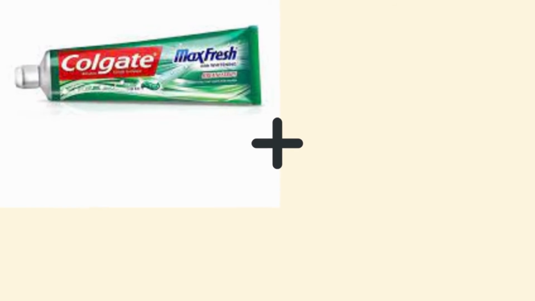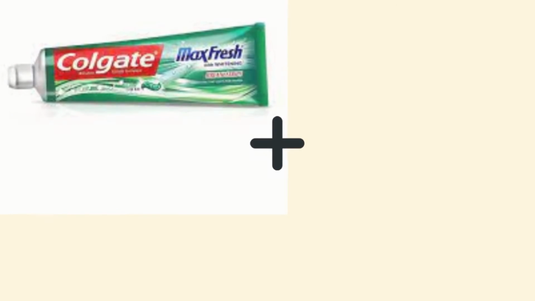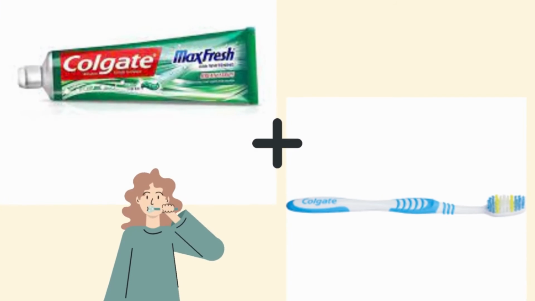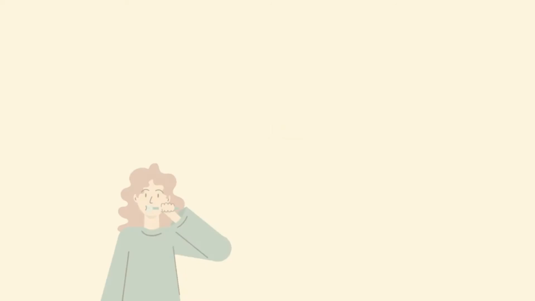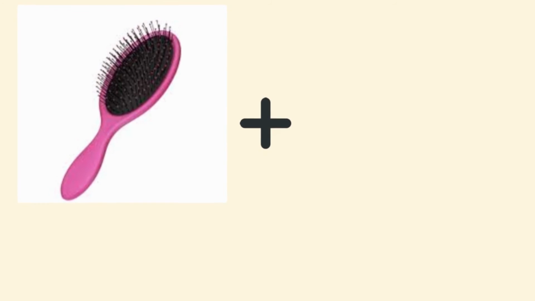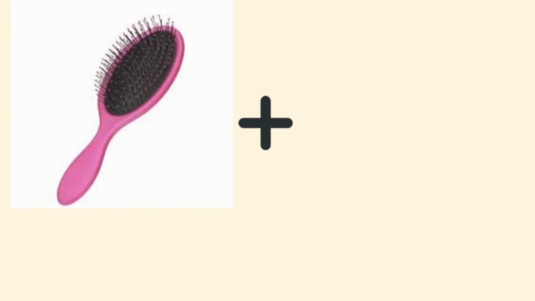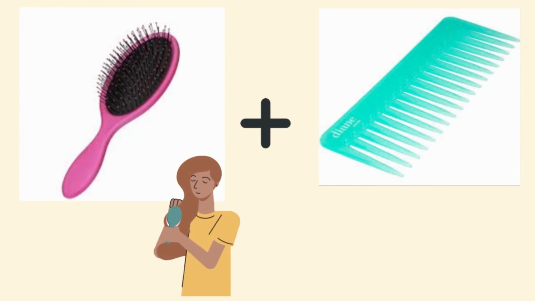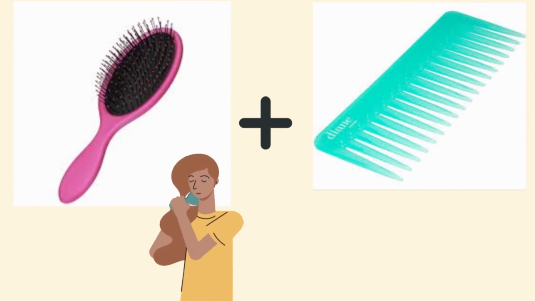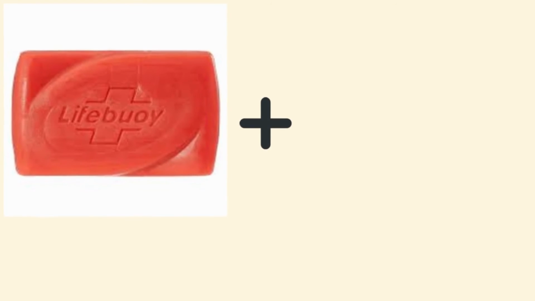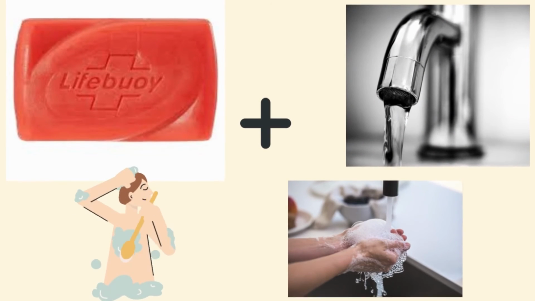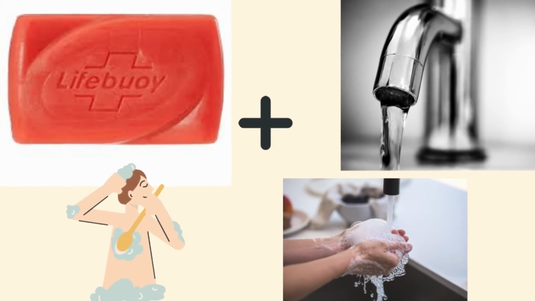So, we have toothpaste and a toothbrush. That's right. And we use that to brush our teeth. Next, we have a hairbrush and a comb. That's what we use to comb our hair every day. Next, we have soap and water. Yes, we use that for bathing and washing our hands every day.